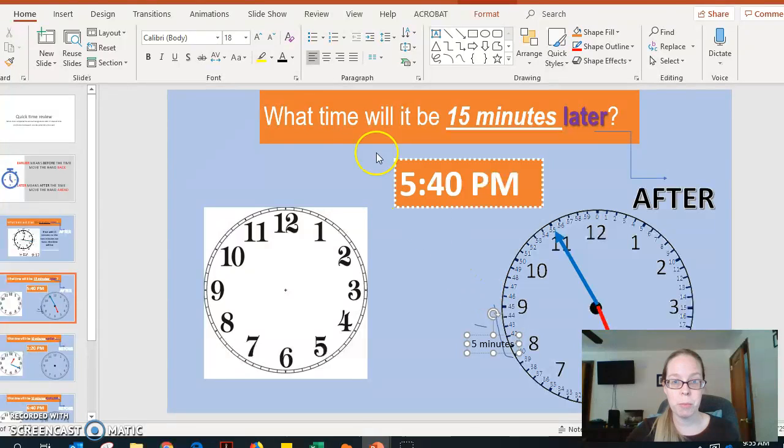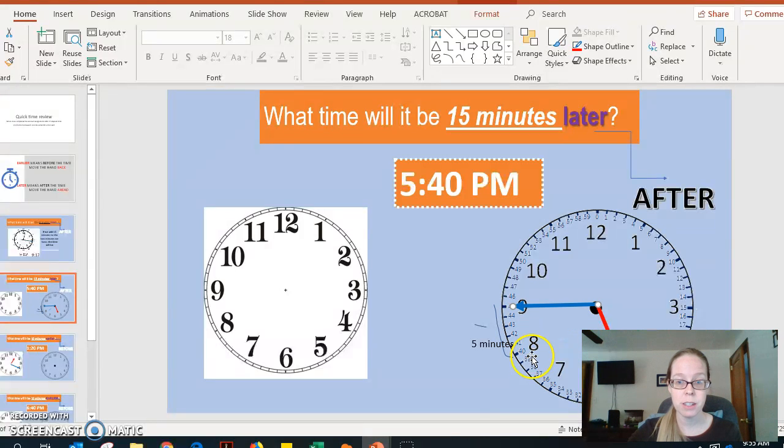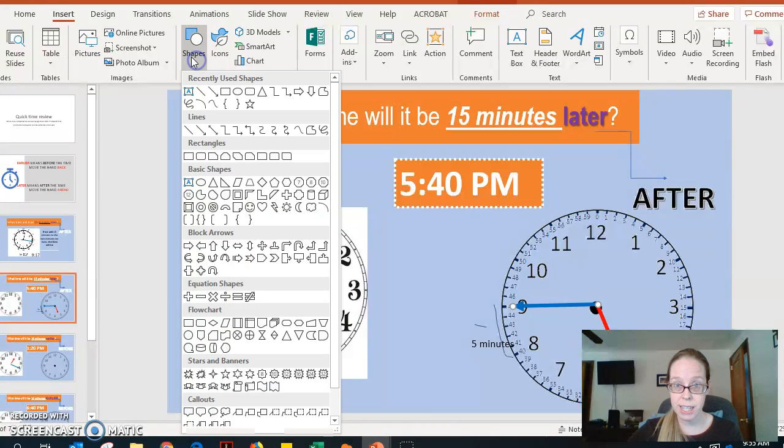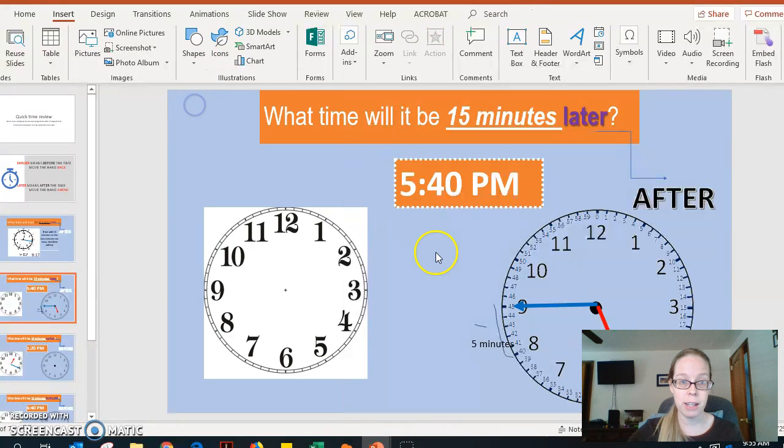Then I'm going to go from 9 to 10. I'm going to use my hand. So from 5:40, when the minute hand is on the 8 to the minute hand on the 9, that's 5 minutes. And that would be 5:45. From the 9, or 5:45, to the 10, that's another 5 minutes.